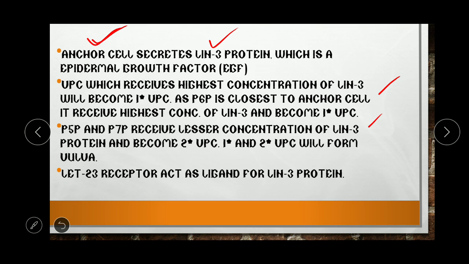And as there is a ligand, there must be a receptor for the ligand. So LET-23 acts as the receptor for the lin-3 protein. So this will be the receptor. LET-23 is the receptor and lin-3 is the ligand molecule. There must be a ligand for each receptor.